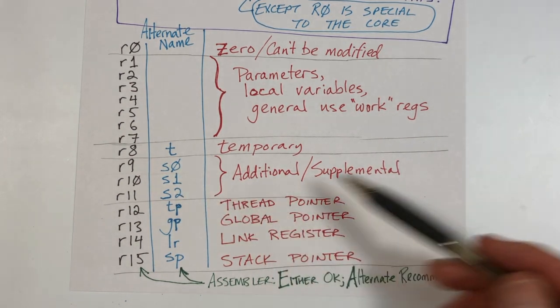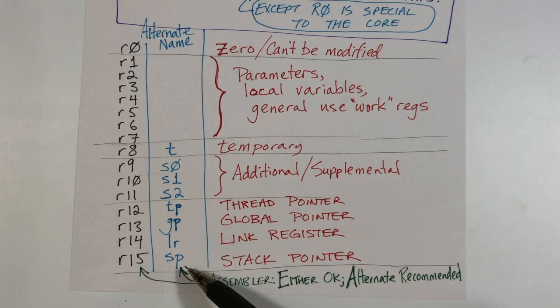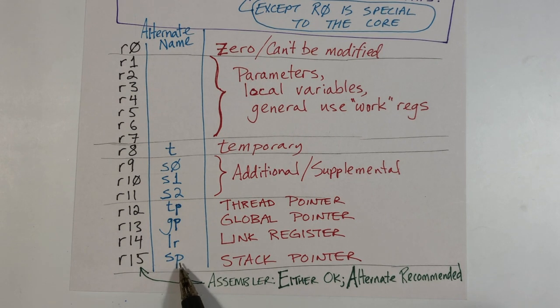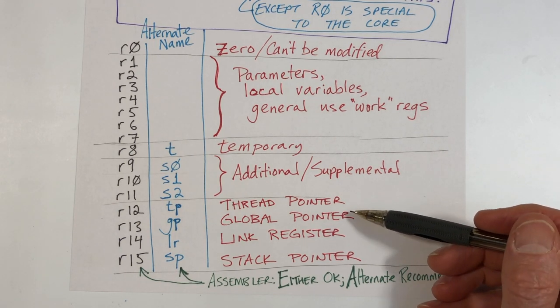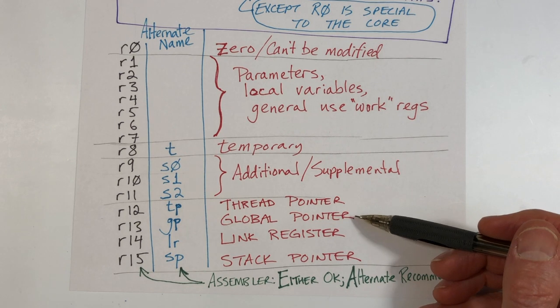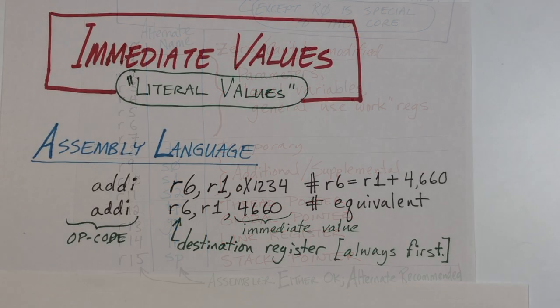S0 through S2 are additional supplemental work registers. And the last 4 registers, starting at the bottom, R15 is the stack pointer, SP. And then we have the link register, which is used in subroutine calls. And then we have 2 pointers, the global pointer and the thread pointer. These registers don't change very often, and they are used to point to data areas, and they make addressing a little bit more efficient.